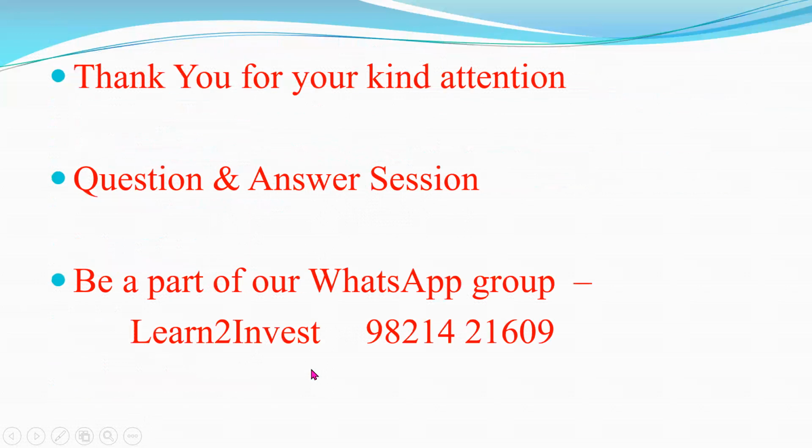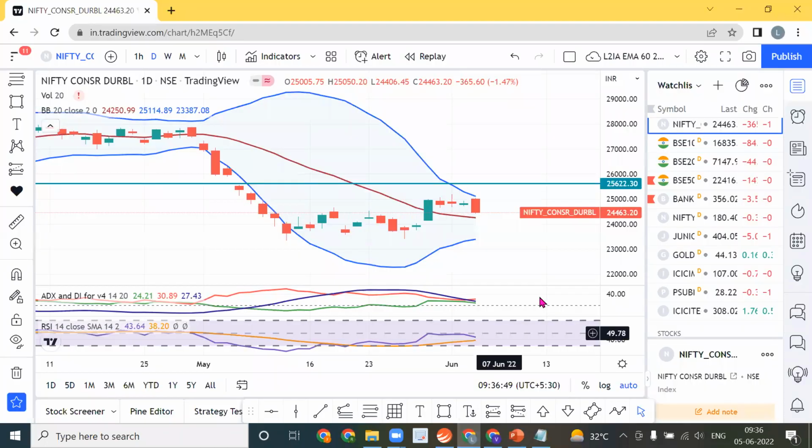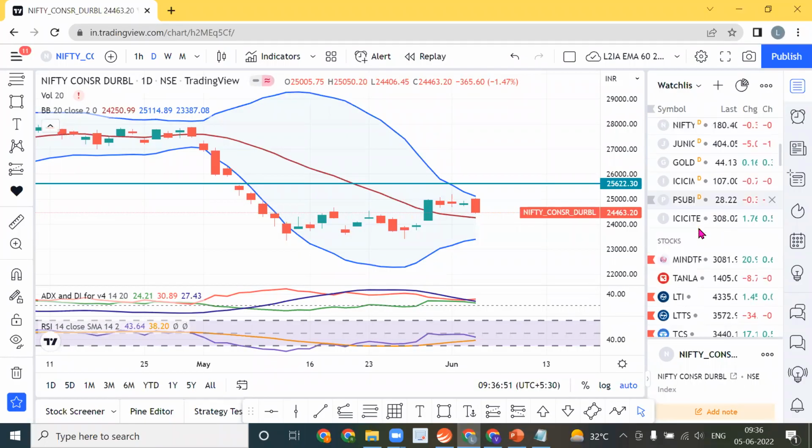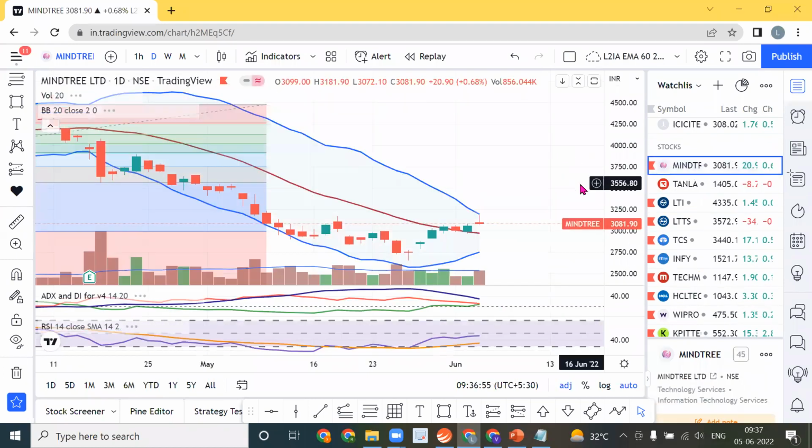So this was the first session. If anyone wants me to go through any particular stock, I can go through that and give you feedback on how the stock is performing. Any particular stock you want me to look at?